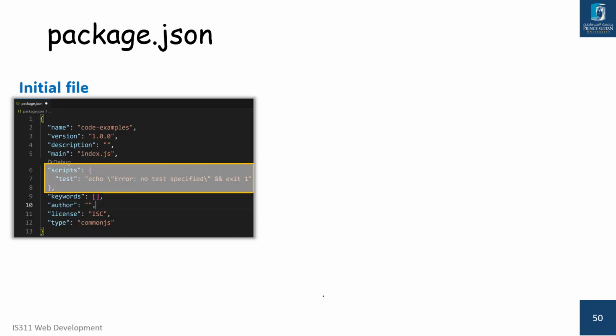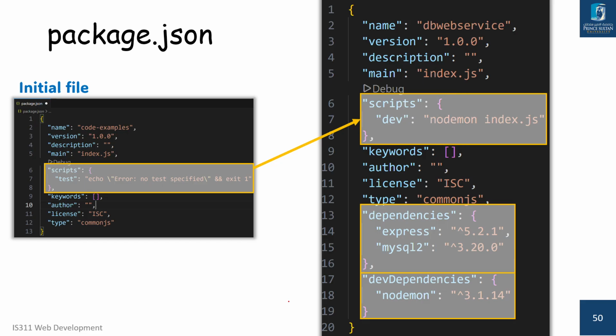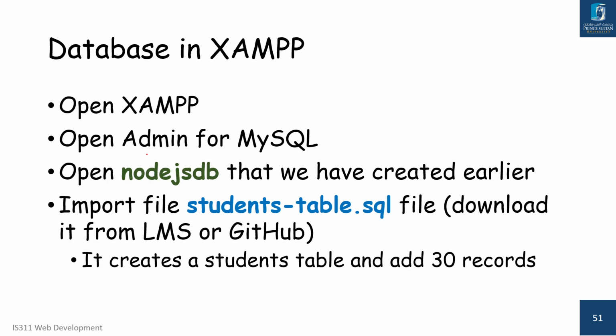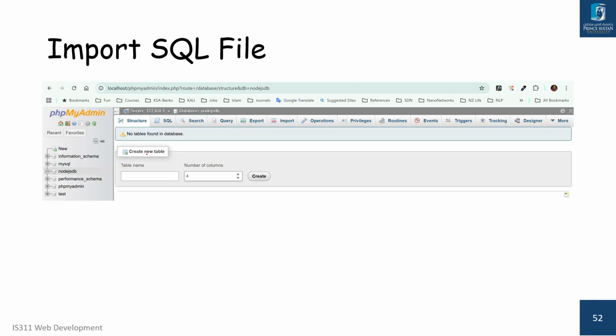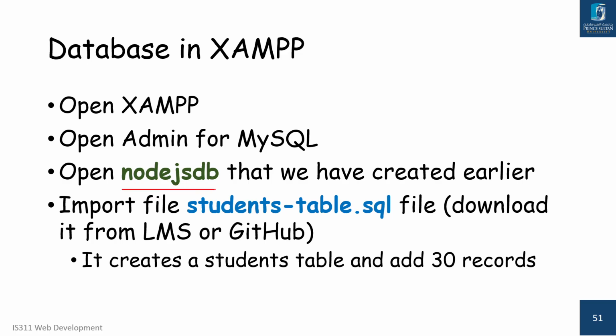And the next thing is, of course, we need to change the scripts part, so that we can run our main file using the nodemon utility, and that will help us to restart our server whenever we make changes and save inside our web server application. So first of all, we need to open XAMPP, and then open the SQL admin, then select the Node.js database. If it is not there, we need to create it. This file is already available inside the LMS, so you can download it and import that specific file inside that database.